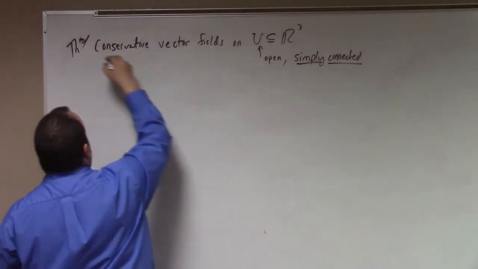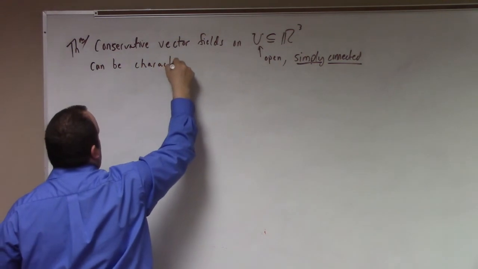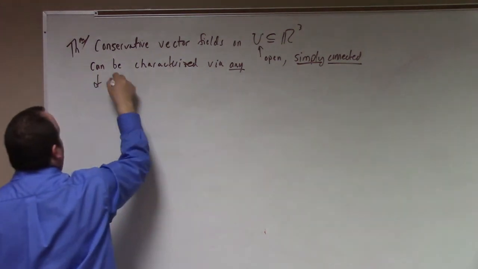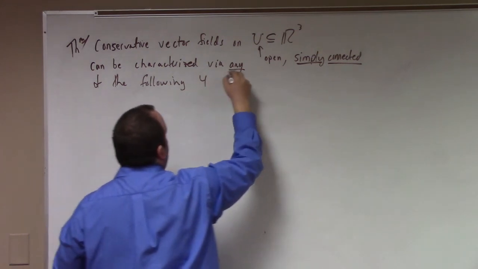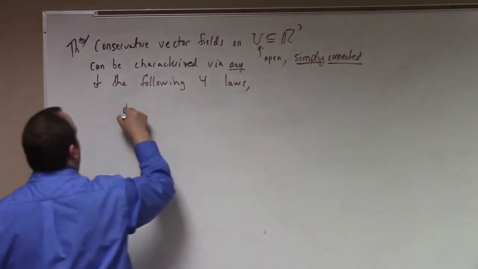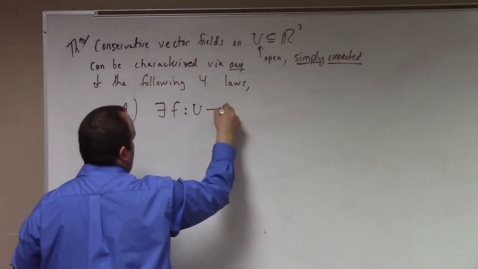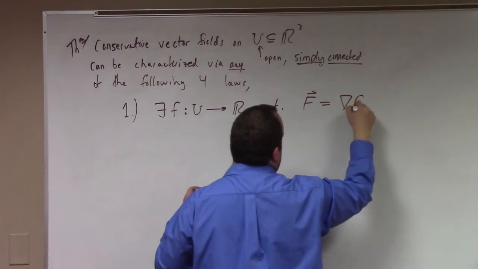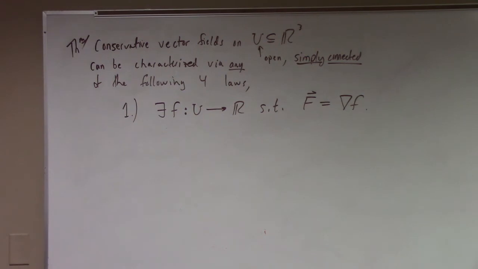Conservative vector fields on this can be characterized via any of the following four spiritual laws. No, wait a minute, just four laws. Number one, that there exists a function f from U to the reals, such that F is equal to the gradient of f. That, in fact, was our definition of conservative vector field, that there exists a potential function on U, which we take the gradient of, we get back to the vector field, right?